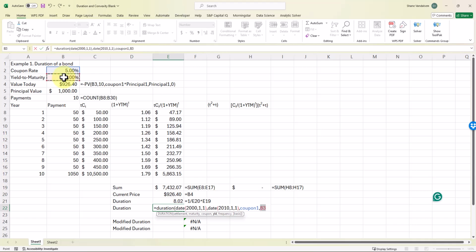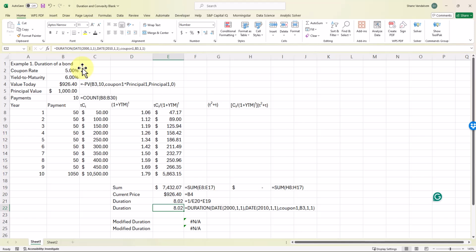The yield to maturity, 6%. The frequency, there's one payment per year. And then the basis in this case is going to be the actual. And so we're using a 365-day year or 366-day year for a leap year, and the actual number of days in the months. That's what this duration function would look like.